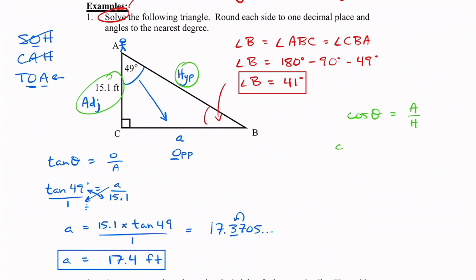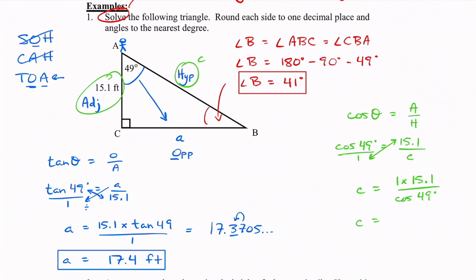So filling in my cosine, it was cosine of the angle, 49 degrees. Adjacent was 15.1. And then the hypotenuse, that is across from C, so we can call that little c. Okay, so I'll put that in, little c. And then I can do my cross multiply and divide, just put that over 1. So c is going to equal, cross multiply those two, 1 times 15.1, and then divide by the cos 49 degrees. Okay, and then we'll put that into our calculator.